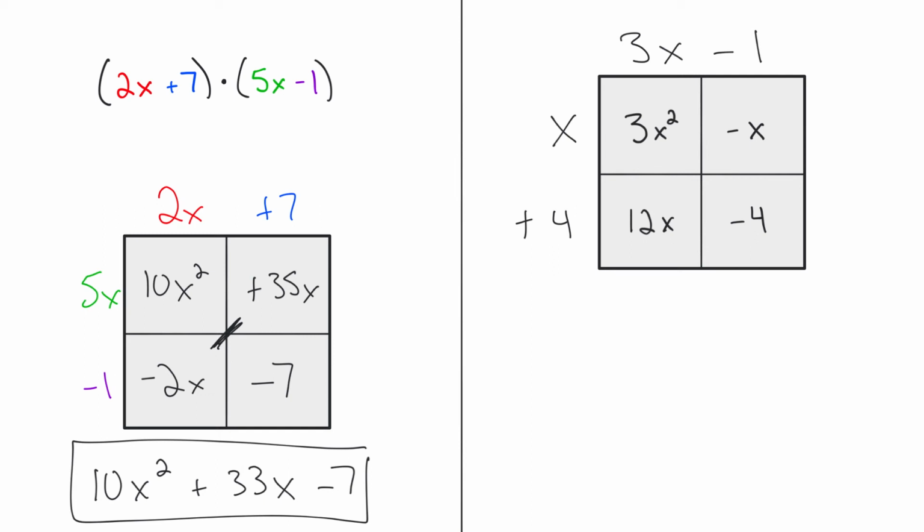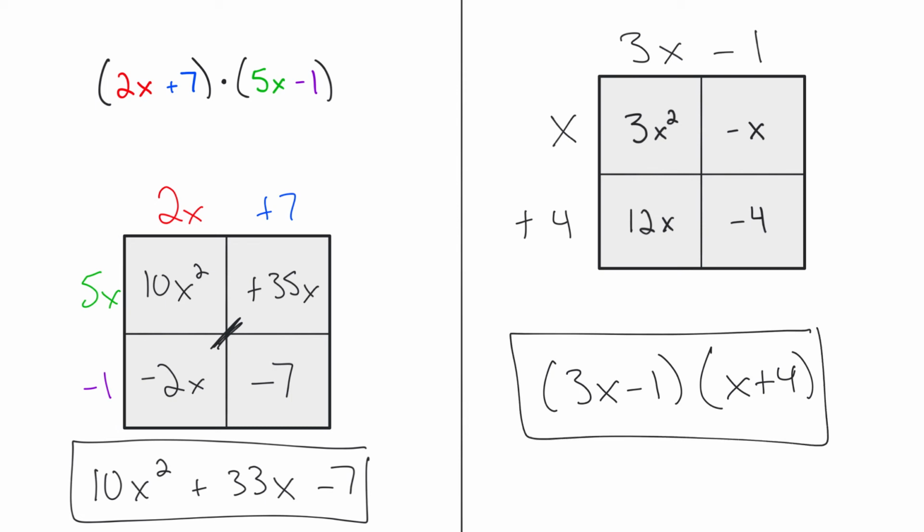Do not leave your answers like this. If you leave your answer like this, you are not going to get full credit. I know that you know the answer, but you need to write it as a product of those two binomials. 3x minus 1 times x plus 4. For those that do not know, what we are leading into is called factoring.